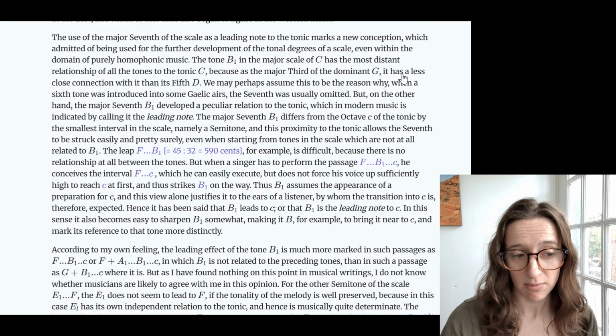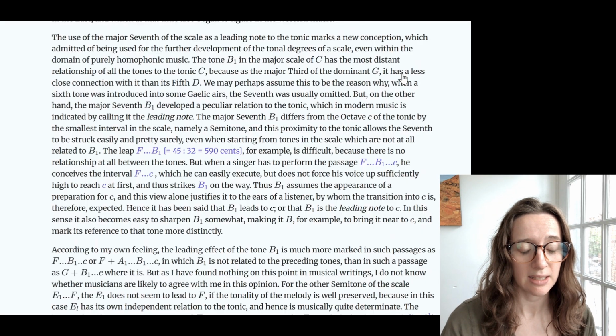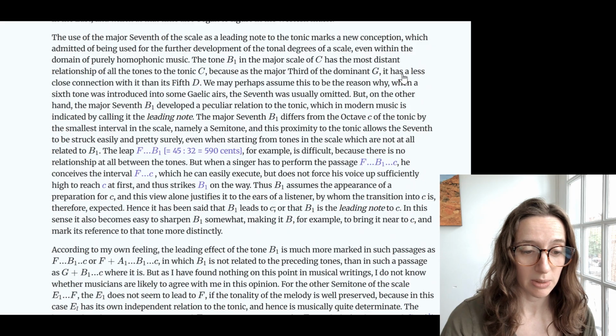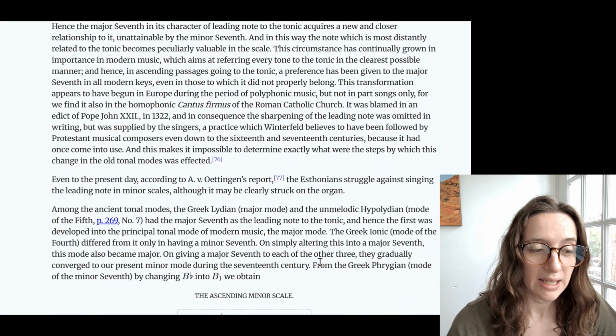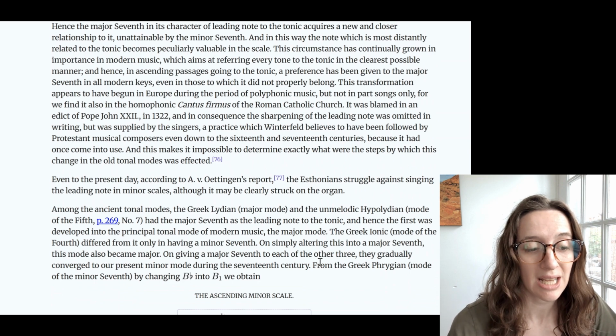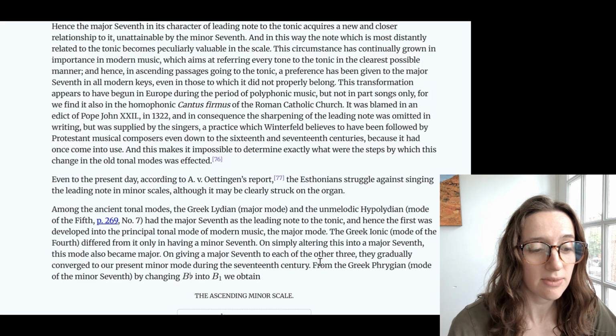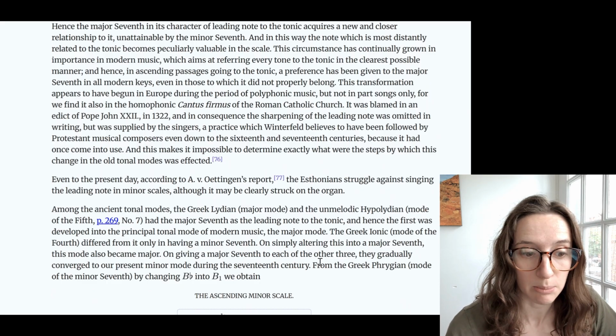He even suggests the reverse, that European crusades actually brought back bowed instruments and the use of a leading tone from the East. In ascending passages going to the tonic, a preference has been given to the major seventh in all modern keys, even in those to which they do not properly belong.